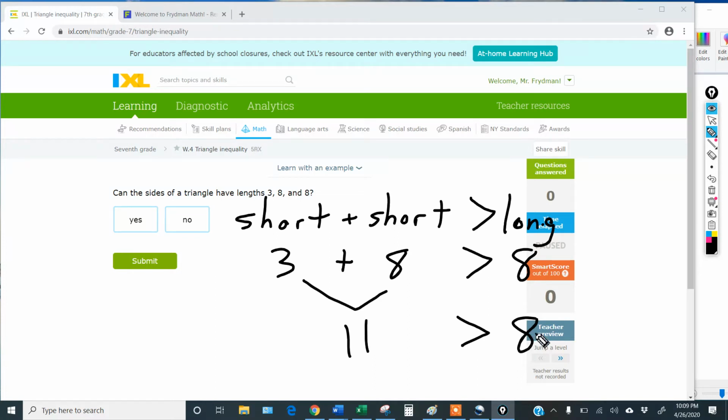So we would be able to make a triangle. In fact, that triangle would look something like this. We would have two pretty long sides here, 8 and 8, and then maybe a side of length 3 connecting them. So yeah, we could make a triangle with those 3 side lengths.